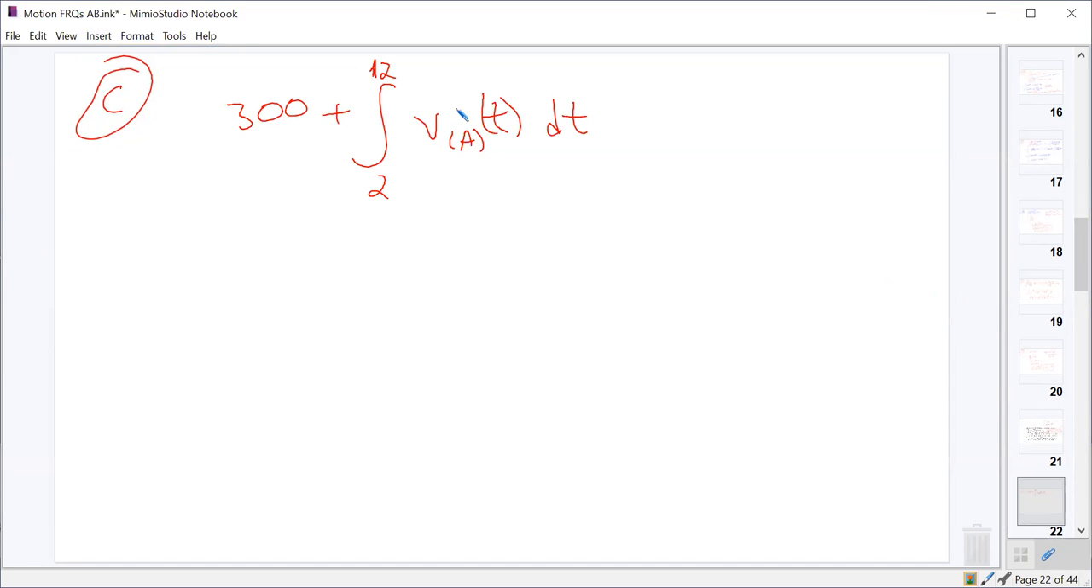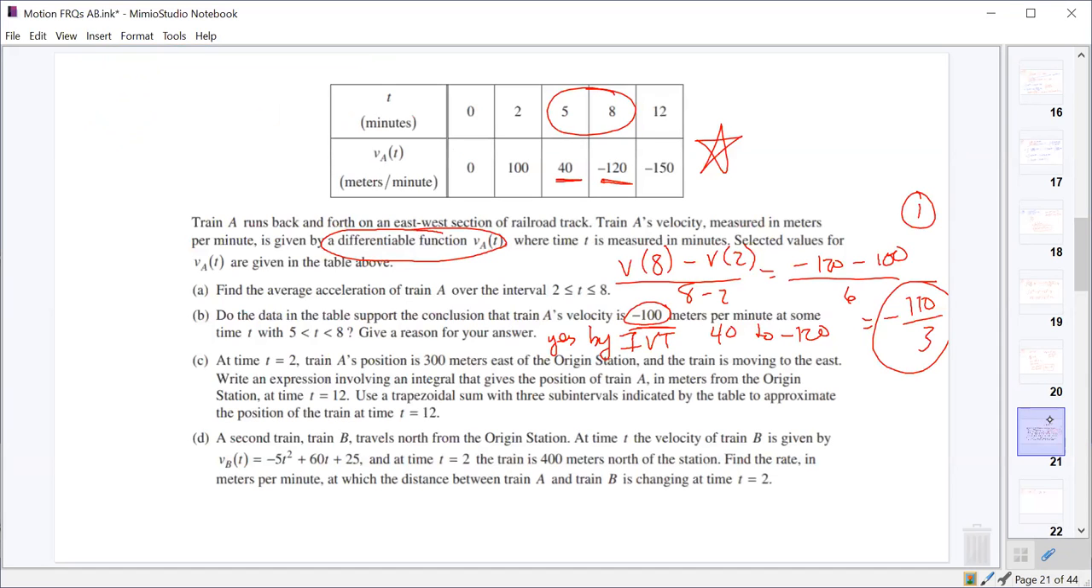And then they want us to use a trapezoidal sum to approximate the position at t equals 12. So using a trapezoidal sum, we will note that the subintervals 2 to 5 is 3, 5 to 8 is 3, 8 to 12 is 4. Not equal subintervals, so you can't just use the formula. Okay? So you've got to find each trapezoid separately.